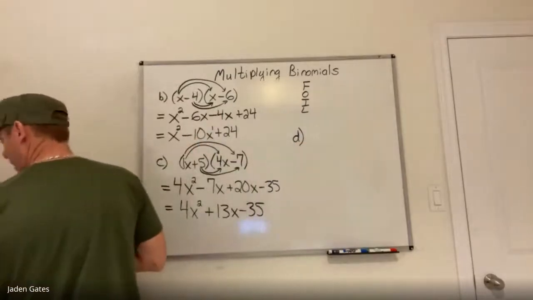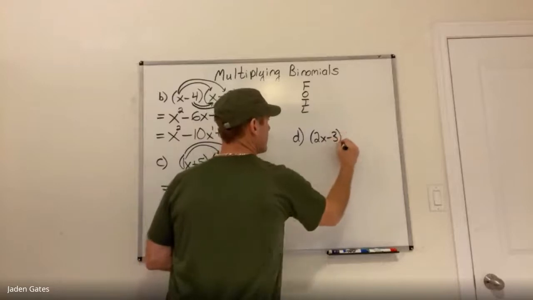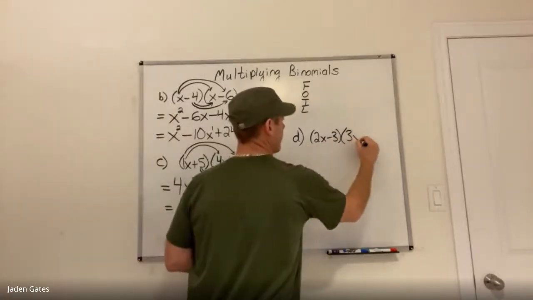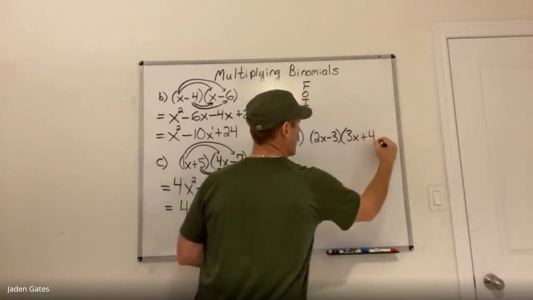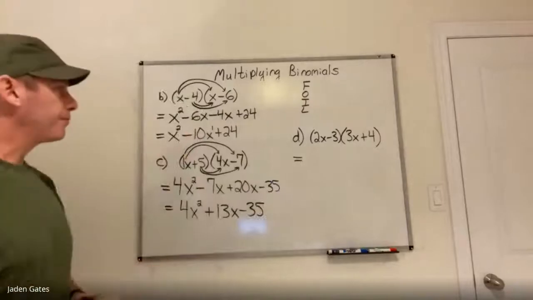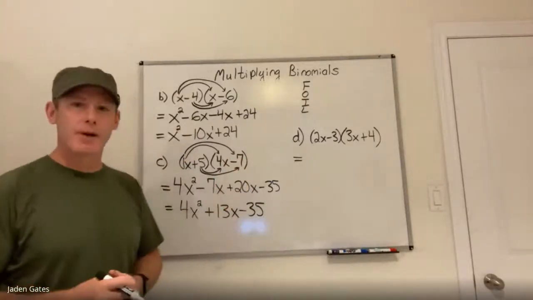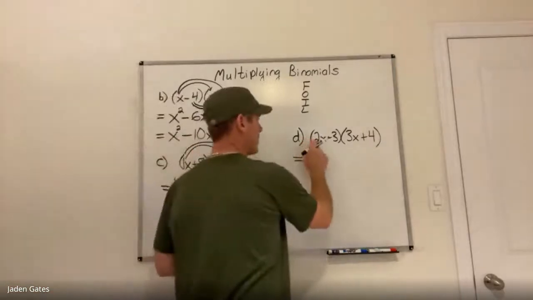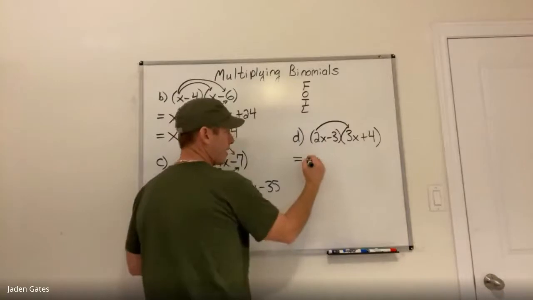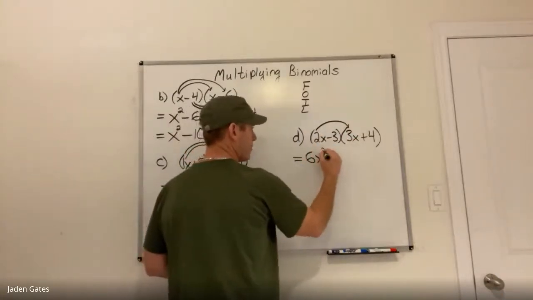All right, let's see, one more of those before we do something a little bit special. We have D, so I have 2x minus 3 times 3x plus 4. All right, so once again, using FOIL. And so I'm going to multiply my first ones. So I have my 2x and my 3x. That's the first one in this bracket, that's the first one in that bracket. All right, well, 2 times 3 is 6. And if I multiply the variables, I'm going to get an x squared.